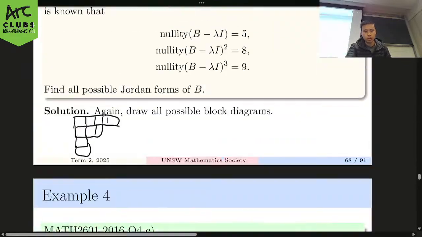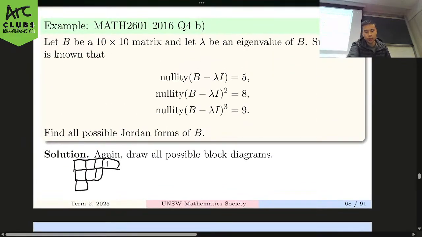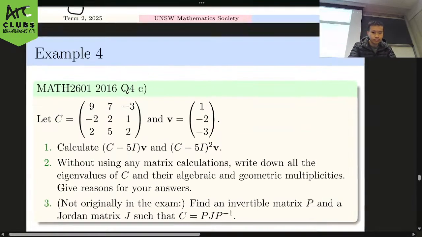Where's my... oh, okay, I didn't even have it there. But any other, I don't know what you're meant to do, place that block here or something, but it won't align with what we just said, with the 9. So that's the only Jordan form here then. Yeah. Okay.